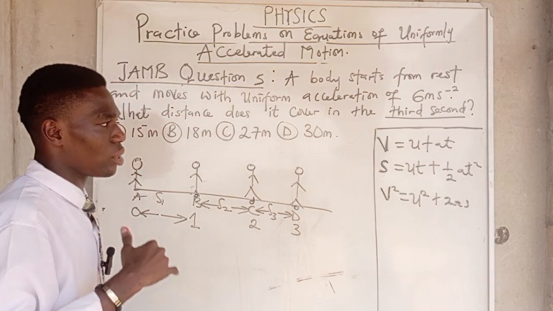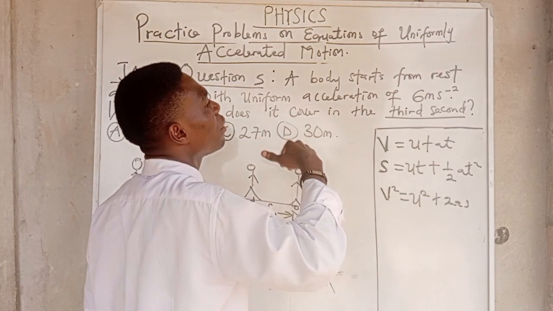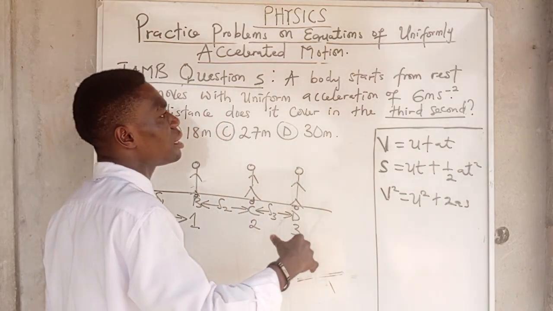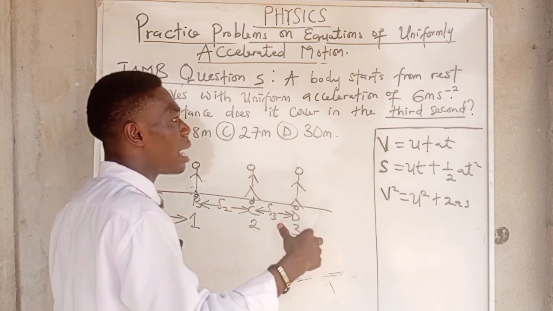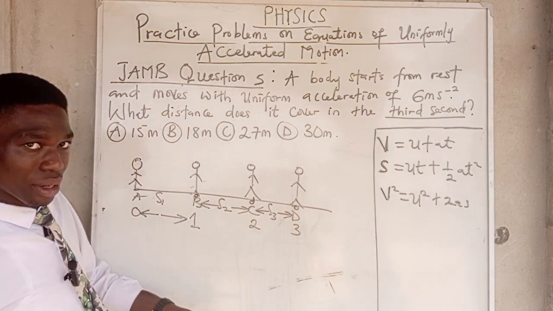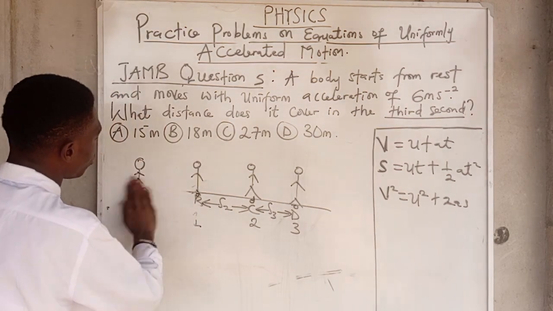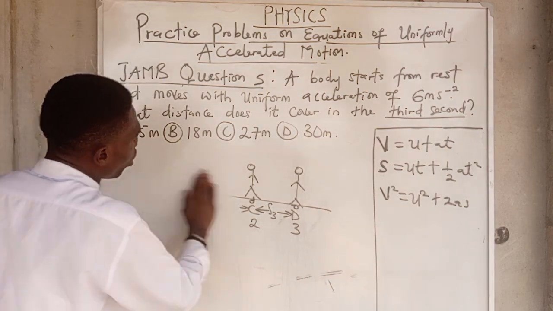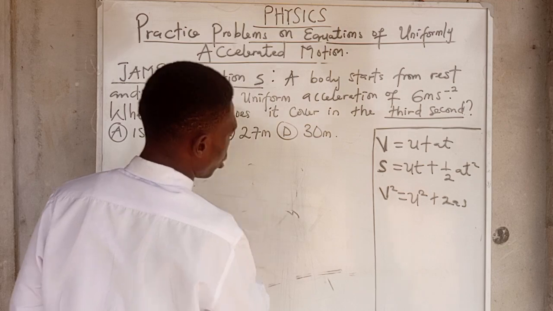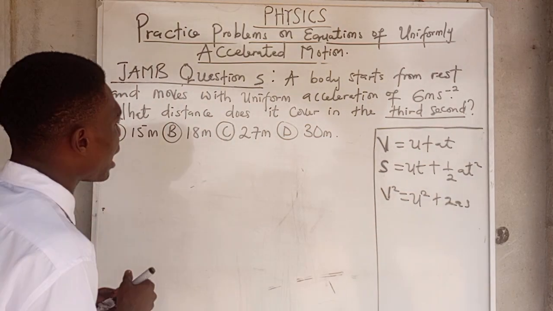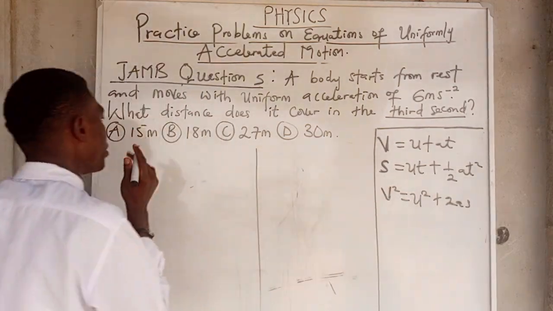Okay, so if you are asked to calculate the distance in the fourth second, you need to calculate the distance when time is 4 seconds and calculate the distance when time is 3 seconds and then subtract the both. Are we following now? So having said that, let's quickly do that. So we are also going to use the equations of uniformly accelerated motion. So we have this solution.